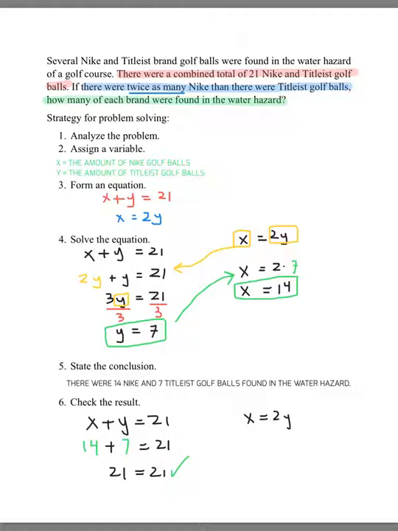Now plugging in the things into the second equation, we end up with 14 is equal to 2 times Y, which is 7. So we end up with 14 is equal to 14, and another true statement. So that verifies that both our equations are correct, and therefore our solutions are correct as well.